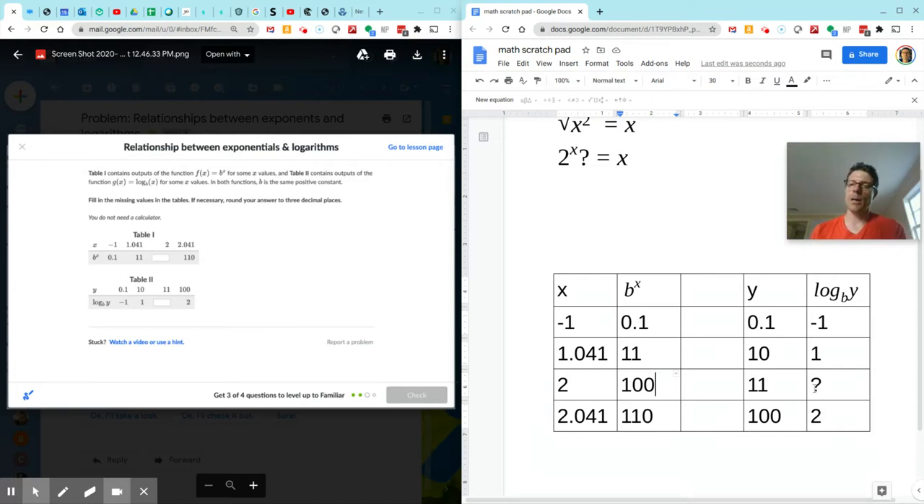And then over here, what's going to be the y value? I shouldn't say y value because 11 is y here. But what's going to be the output of this function when 11 is the input? Well, it's just going to be the input when 11 is the output of this function. And that's going to be 1.041.